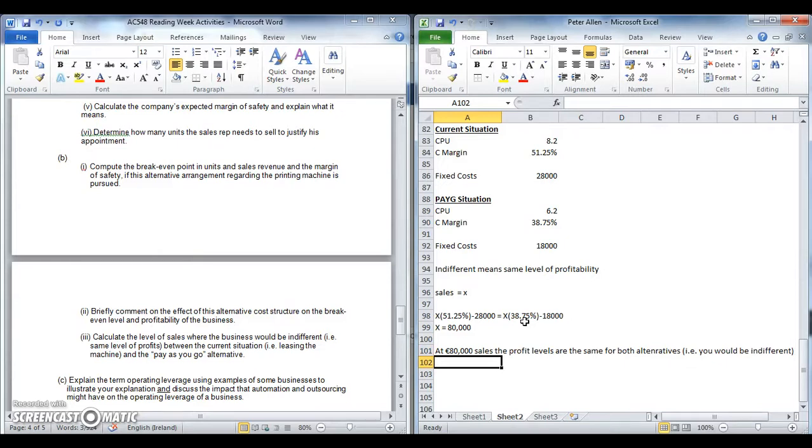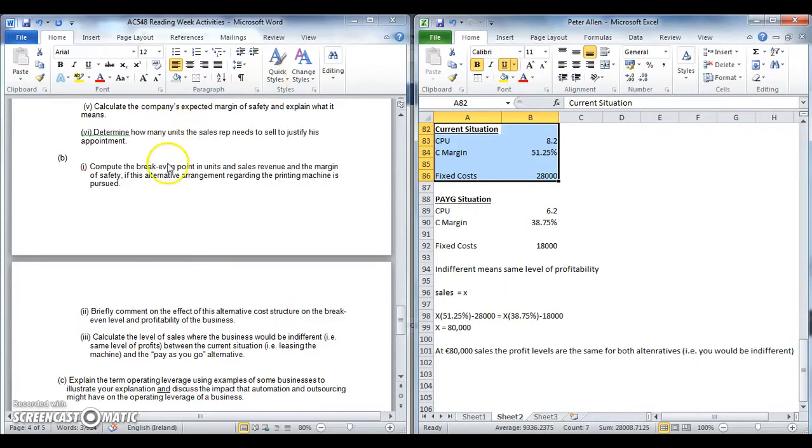Again, it's useful particularly if you're a manager saying, at what level of sales? Obviously, once the volumes go up, one is more profitable, because once you cover the fixed costs, you're a lot more profitable. For every t-shirt you sell, you're making 8.2, whereas for every t-shirt you sell here, you're making 6.2. So for any level of sales below 80,000, the pay as you go is the more suitable alternative. However, for any situation above 80,000, if you think you're going to make more than 80,000 sales, you should go with the current situation. So again, tricky one, probably for 4 or 5 marks. You can build up some parts of it, but I wouldn't be worried about it too much.